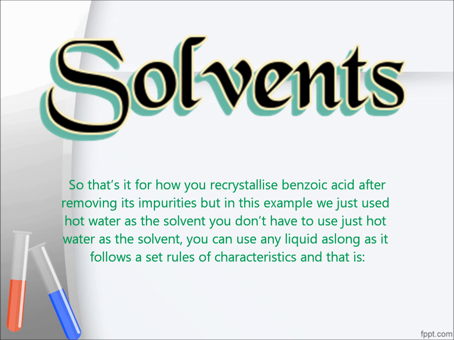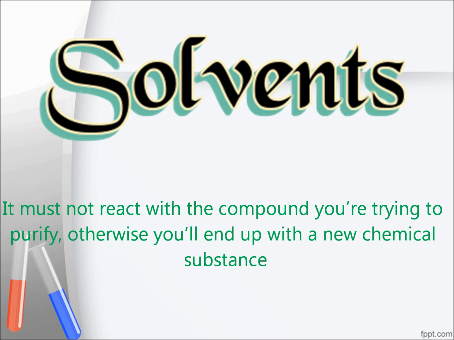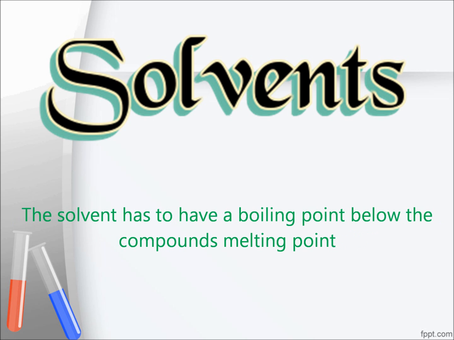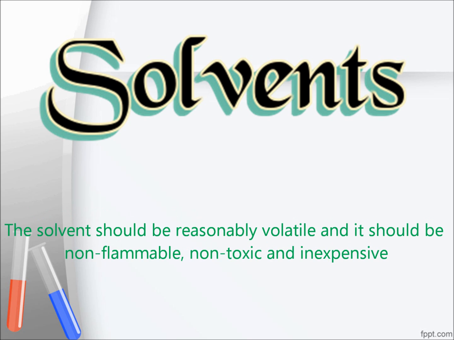In this example, we just used hot water as the solvent, but you don't have to. You could use any liquid as long as it follows a set of characteristics. It must not react with the compound you're trying to purify, otherwise you'll end up with a new chemical substance. The compound must dissolve better in the hot solvent than in the cold solvent. The solvent has to have a boiling point below the compound's melting point. The solvent should be reasonably volatile, and it should be non-flammable, non-toxic, and inexpensive.